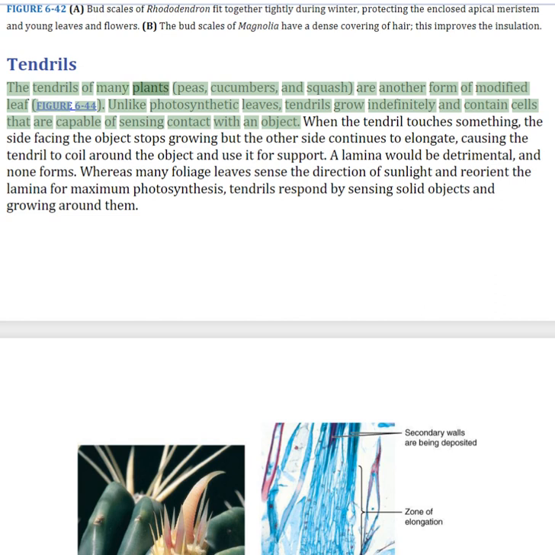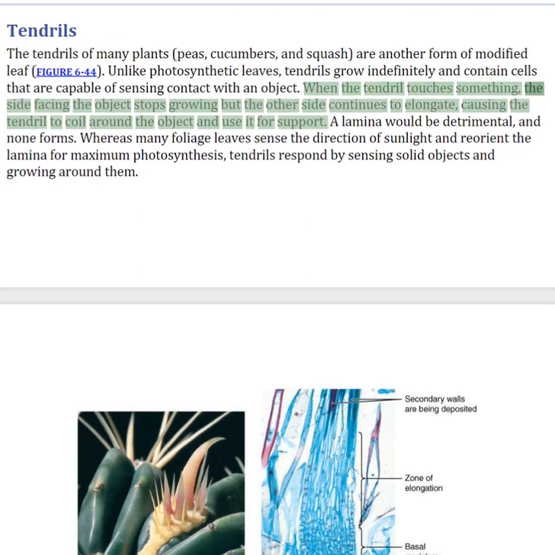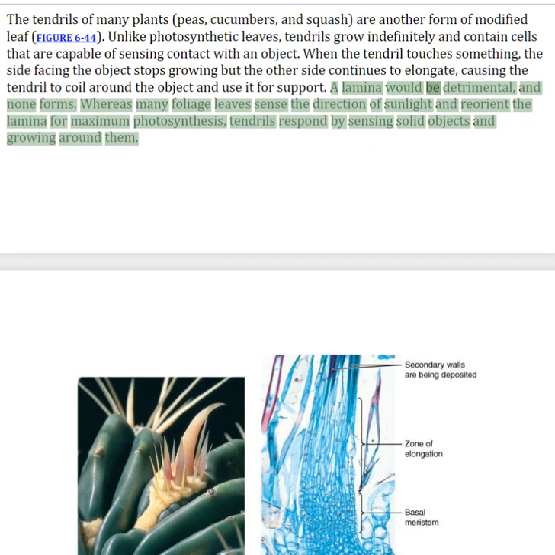Tendrils. The tendrils of many plants are another form of modified leaf. Unlike photosynthetic leaves, tendrils grow indefinitely and contain cells that are capable of sensing contact with an object. When the tendril touches something, the side facing the object stops growing but the other side continues to elongate, causing the tendril to coil around the object and use it for support. A lamina would be detrimental, and none forms. Whereas many foliage leaves sense the direction of sunlight and reorient the lamina for maximum photosynthesis, tendrils respond by sensing solid objects and growing around them.